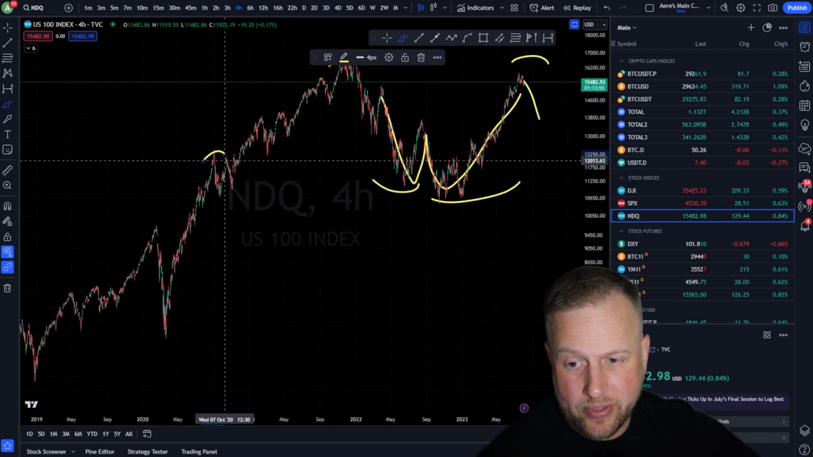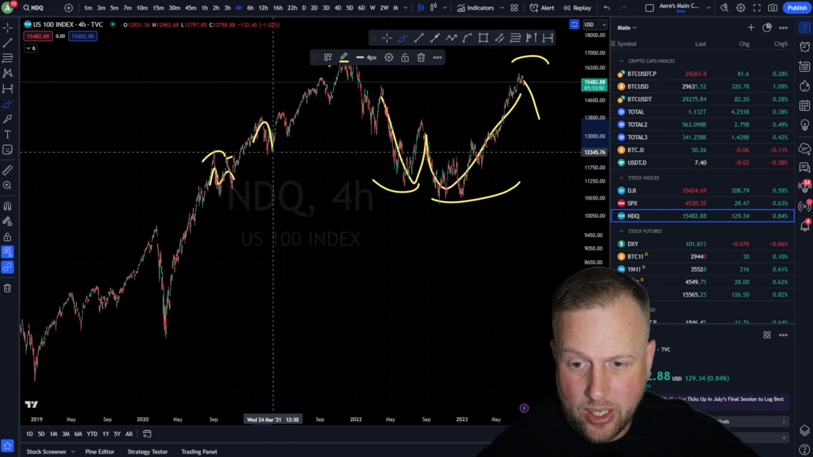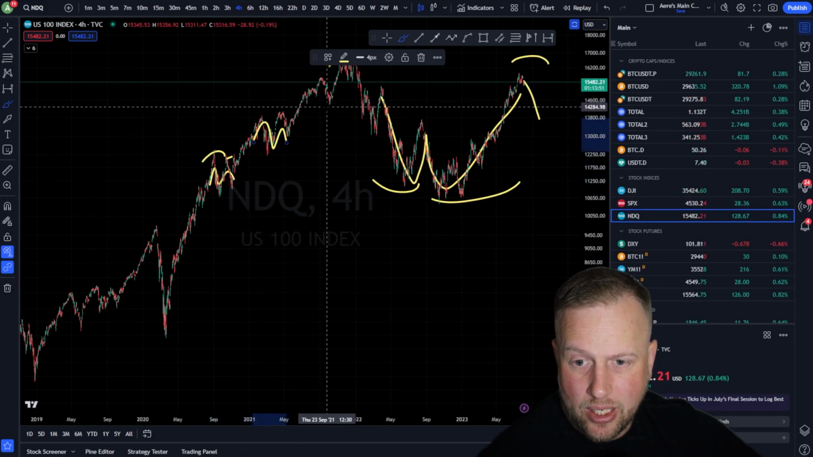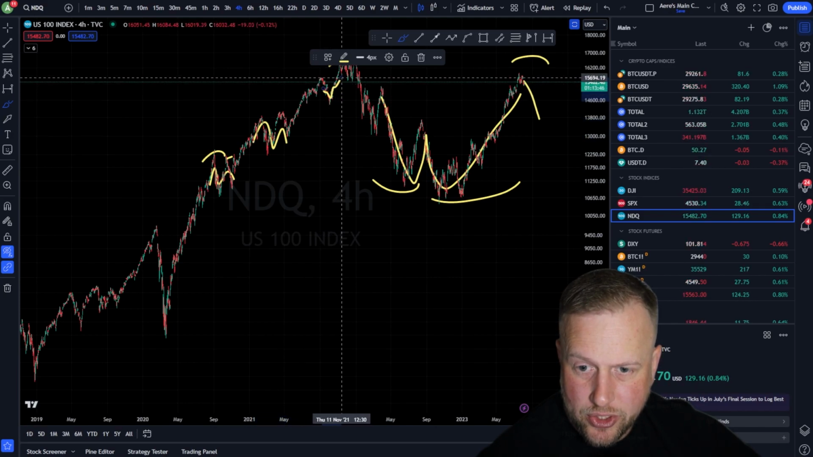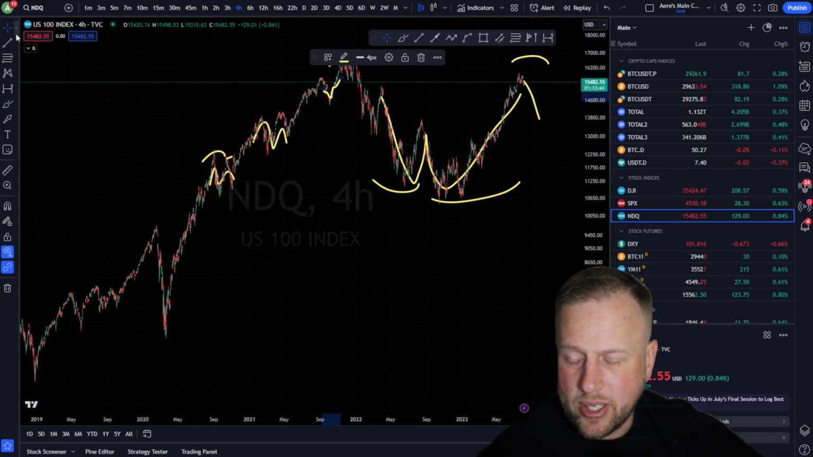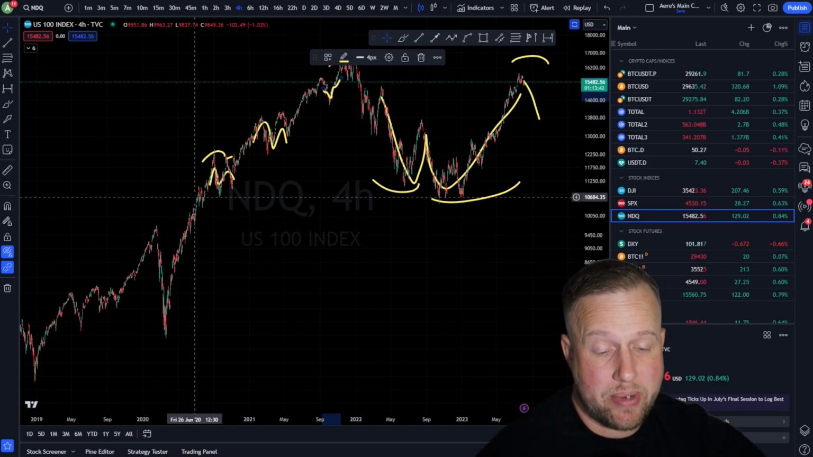You can see a little bit of a double top, a little bit of an M pattern there. What else do we got? I mean, we can find kind of a shoulder, head, shoulder there a little bit. So my point is, it works everywhere. TA is universal.